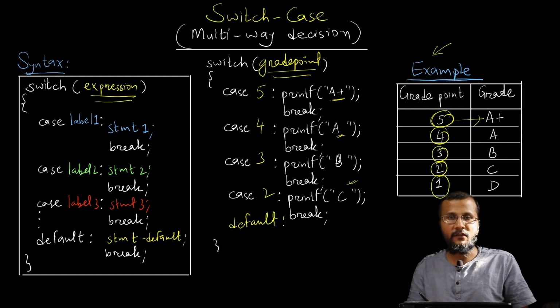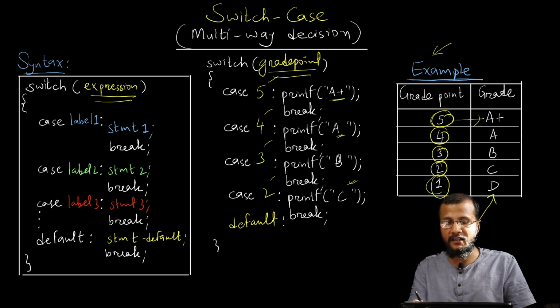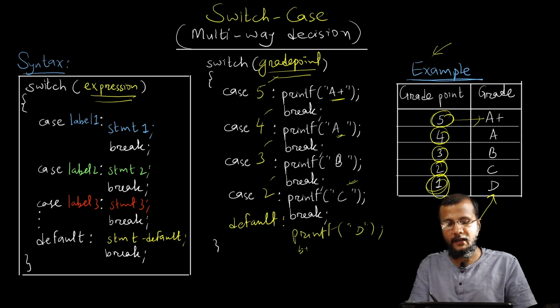Now, in the default case, what I write is, because I've only included 5, 4, 3, 2, if none of these are matching, then it must be the case of D grade. That means the grade point must be 1. So in that case, I'll just write printf, the grade is D. And then I can write break.